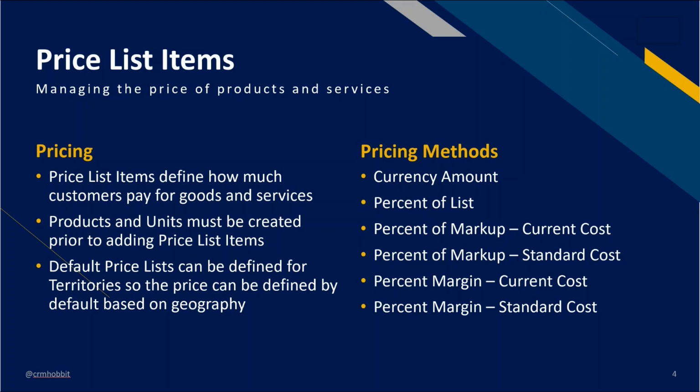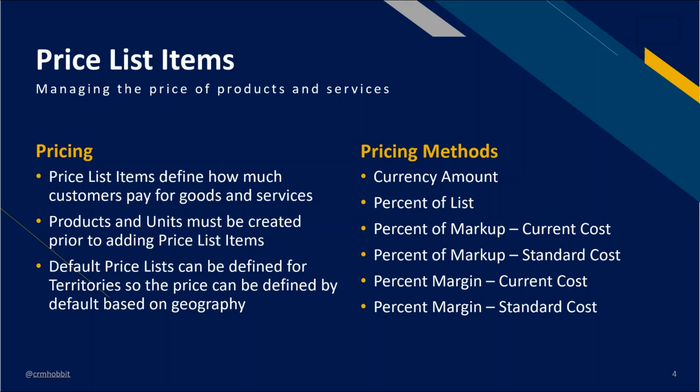So percent of list is another one. You're going to use this to calculate the product's price in the price list as a percentage of the list price of the associated product. So you're deriving the price as opposed to defining the price. This is also how pricing is handled with percent markup current cost.